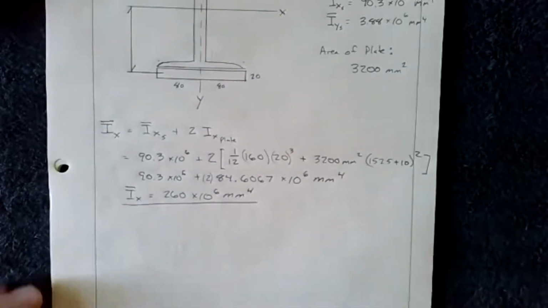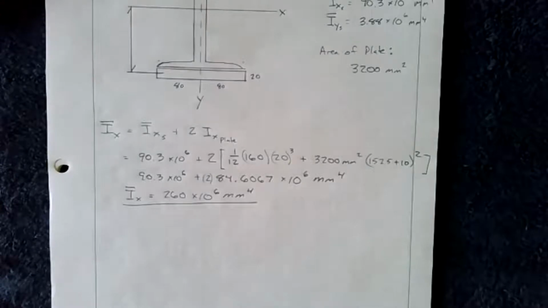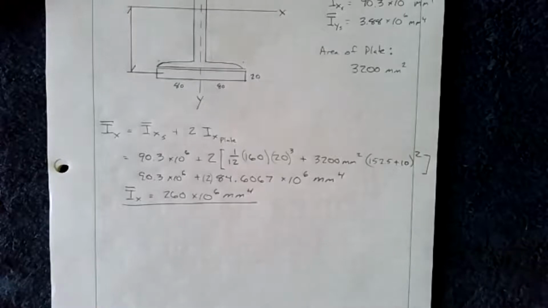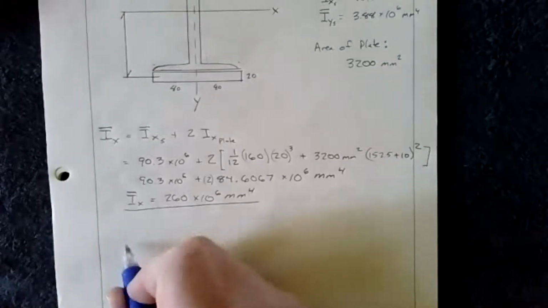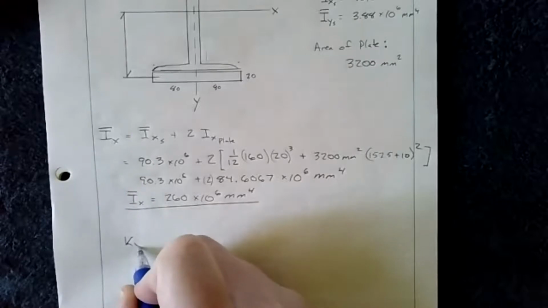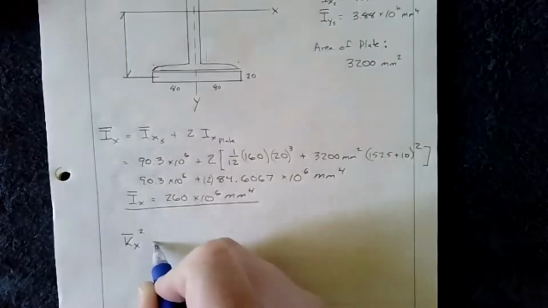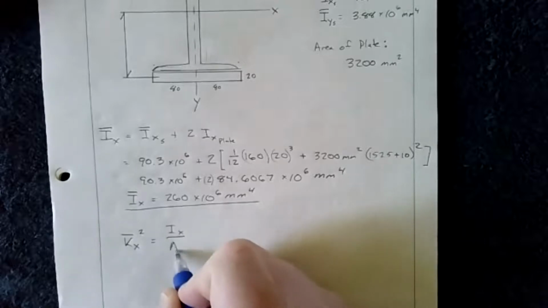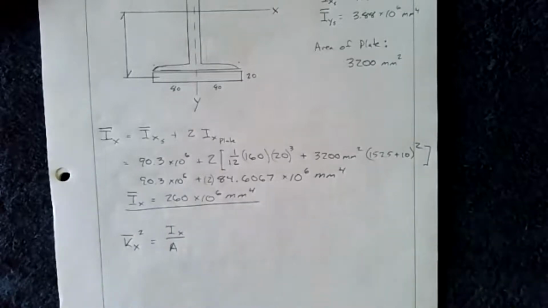Now there's this thing called the radius of gyration, and it's the root mean square of the distance from the rotation point to the area. The way you calculate it is kx squared is simply equal to Ix over total area. So it's a fairly easy calculation.